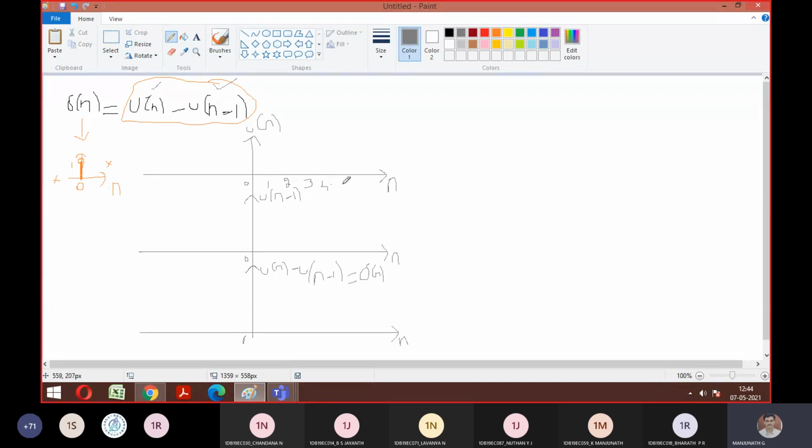Let me take a few samples for u of n. It starts from 0, guys. Since it is a unit response, the amplitude remains 1. So this is for 0. The same way for 1, 2, 3, 4, 5, and so on. You just mention a few samples and show so on because it is continuous. So this is with respect to your u of n. Am I clear till here? Everyone, is it okay, guys, till here? Yes, sir. Okay, so now how to get u of n minus 1?